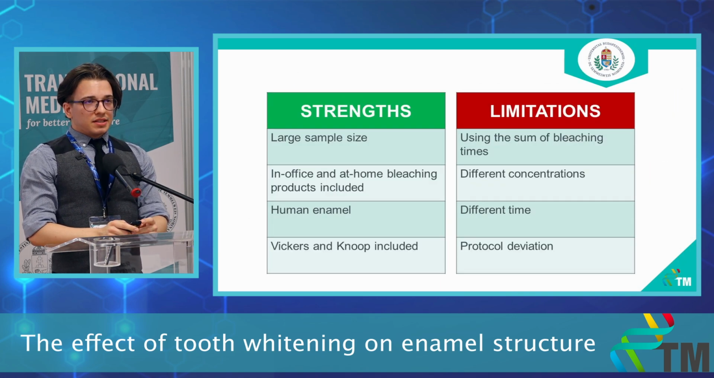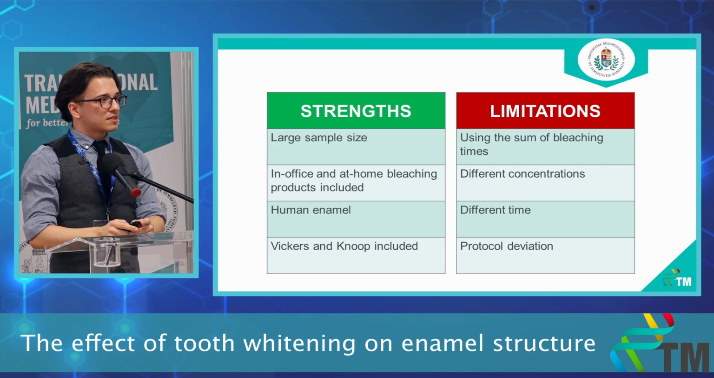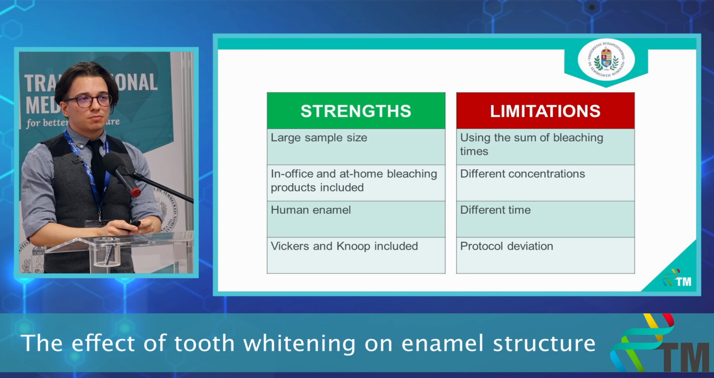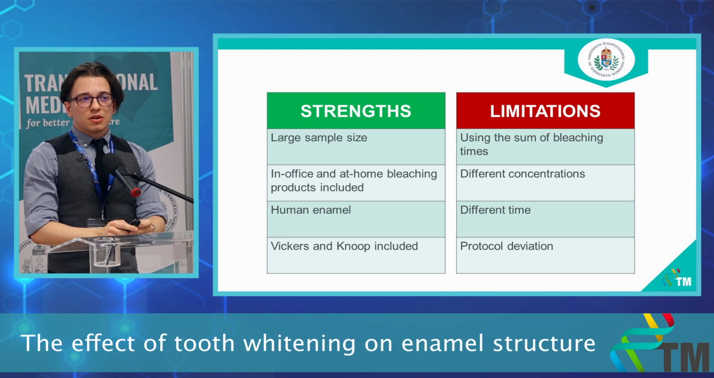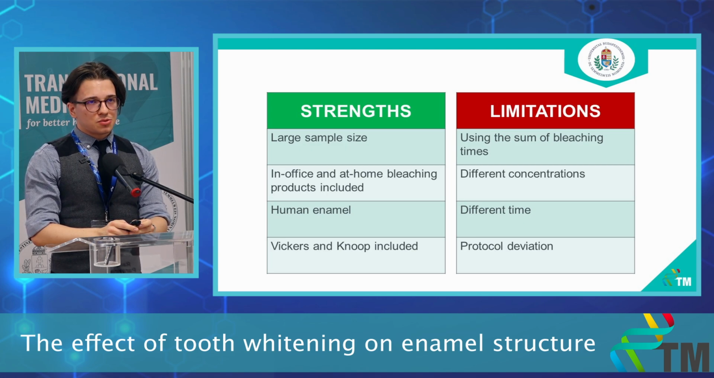What are the strengths and limitations? The strengths are the large sample size, that we included studies that use in-office and at-home bleaching products as well. We only included those studies that used human enamel, and we included Vickers and Knoop measurements as well.